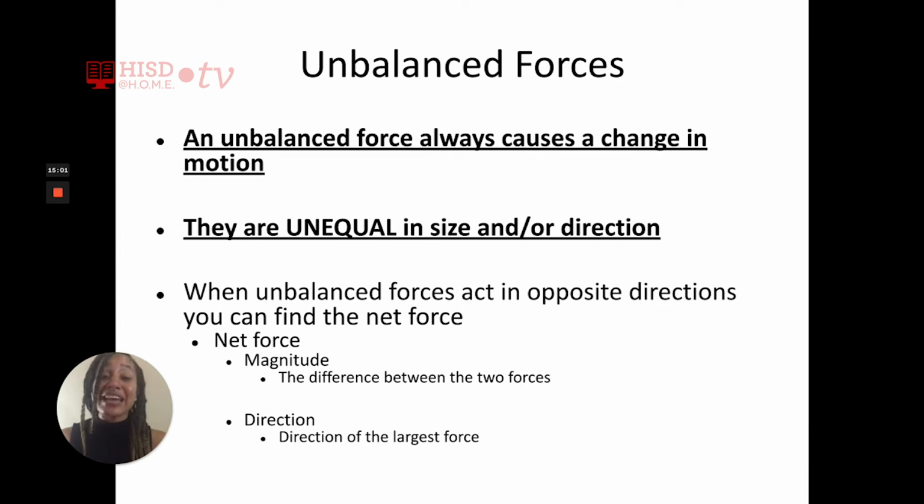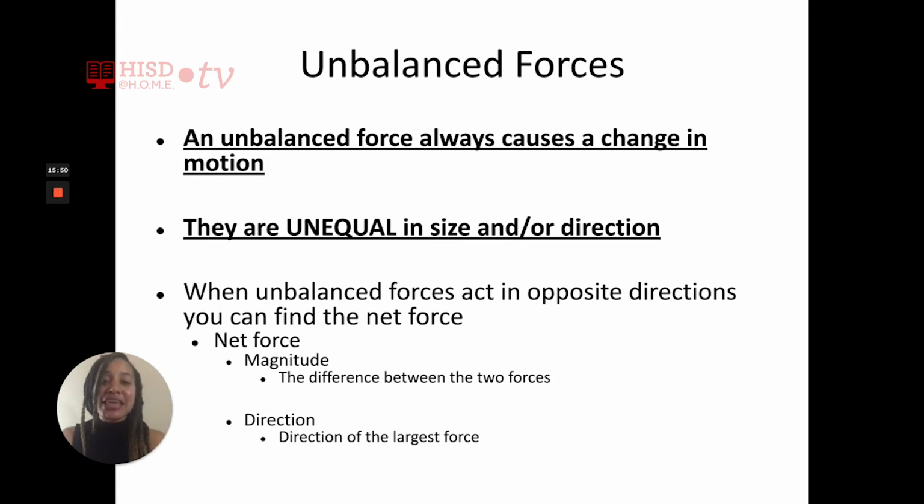Let's move on to the third section in your foldable, unbalanced forces. Now, unlike balanced forces, unbalanced forces always cause a change in motion. Always. They are unequal in size and direction. The key here is they cause a change. When unbalanced forces act in the opposite direction, you will find the net force. The net force is the difference between the two forces. The net force also includes the direction. The object always moves in the direction of the largest force.